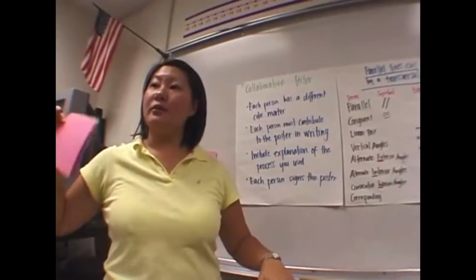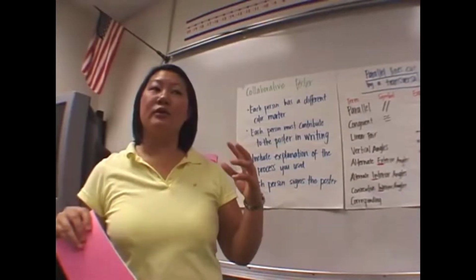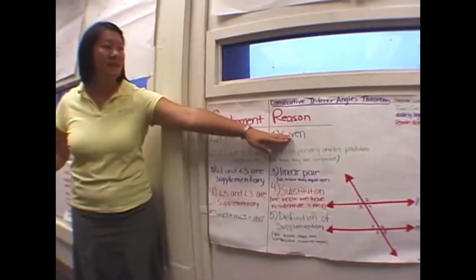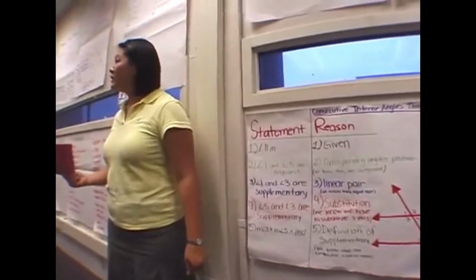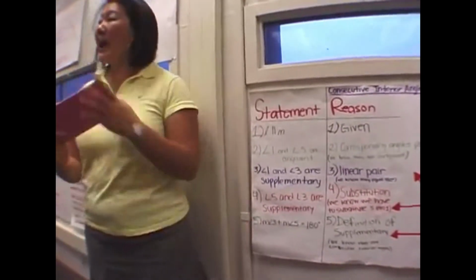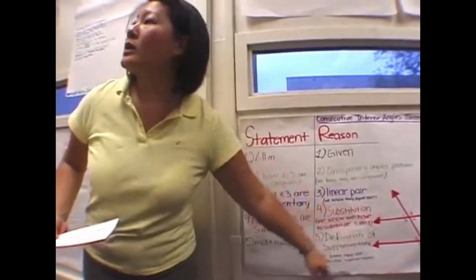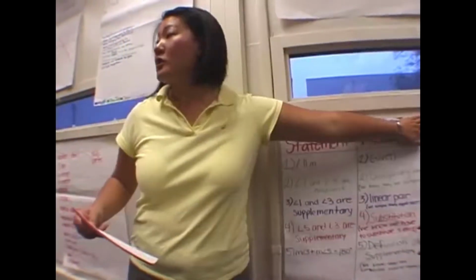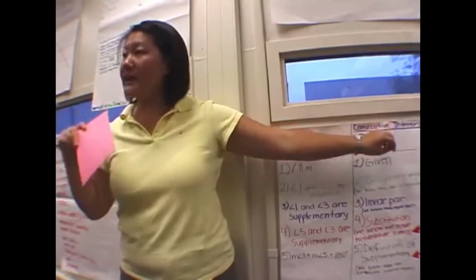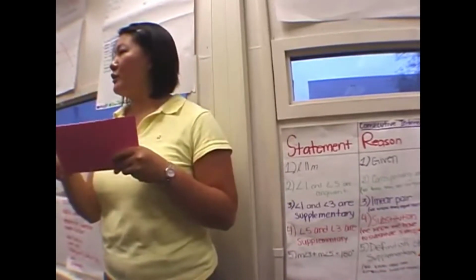You will be writing a proof, so let me review with you the process of writing a proof. Your first line is always the given, and what is your last line? Prove what you're trying to prove. So what you're asked to prove here is the last line. I would like you to make sure to title your poster. Make sure to write the title down, and you will know the title by what you're trying to prove.